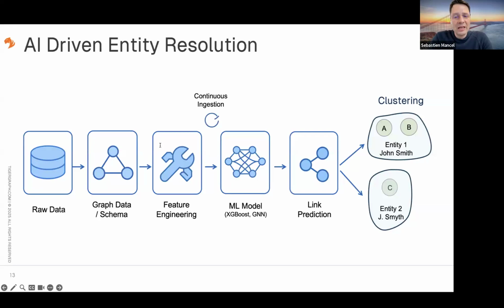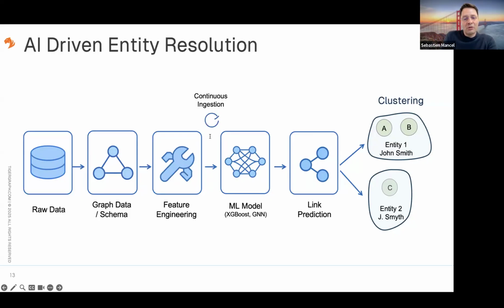We train ML models like XGBoost or graph neural networks on these features. And unlike traditional models that look at one record at a time, a GNN, for example, can learn from the structure of the graph itself, capturing how entities interact. That allows the model to detect subtle multi-hop relationships that might indicate, for example, synthetic IDs or shared fraudulent behavior. Once trained, the models perform link prediction. It predicts the likelihood that two nodes represent the same real-world entity.